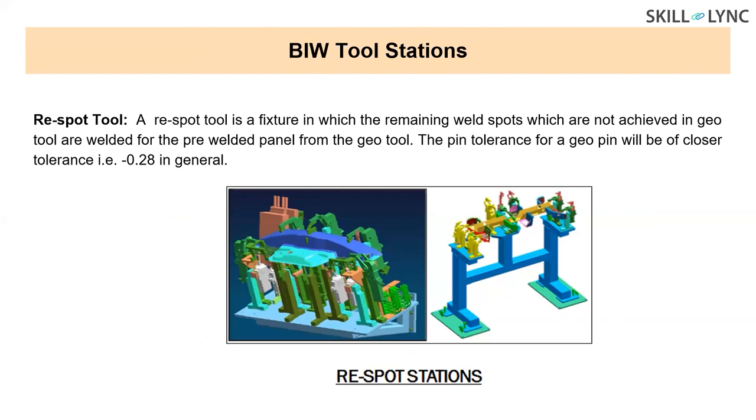What should be the respotting tool minimum value? Consider the diameter is 25 mm, and I will be having a tolerance of minus 0.28. So what can be the minimum acceptable tolerance for respotting tool? Can you guys answer? Perfect, guys. So 25 minus the required tolerance value. We can accept till 24.72. If it is lesser than that, it is not under acceptable levels, and we will be rejecting the particular component.